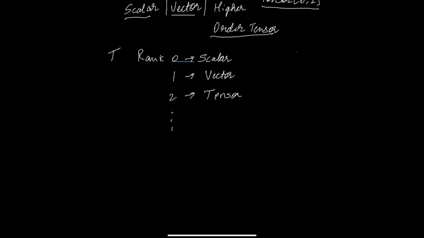Now I told you about the type of tensor, a tensor of type p comma q. This type is just the rank. So a tensor of rank p comma q is just the same thing as saying a tensor of type p comma q.